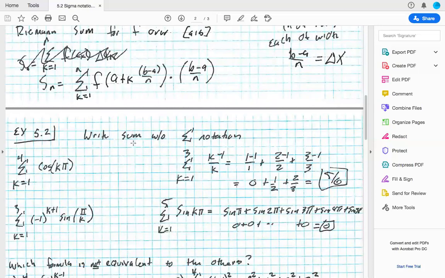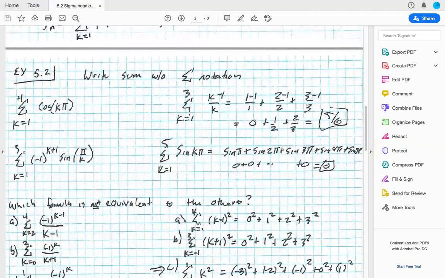So this is write the sums without sigma notation. So here, if we have the sum of k minus 1 over k, k equals 1 to 3, well, we're starting when k equals 1, plug 1 in these k's. That's what you're seeing right here. 1 minus 1 over 1. Now we let k equal 2. Plug 2 in for all the k's.